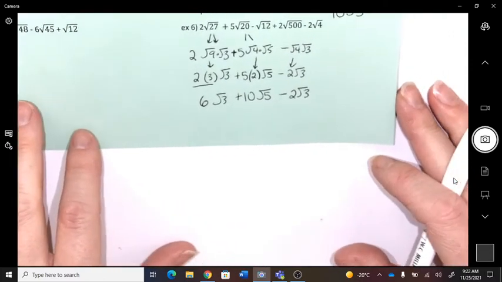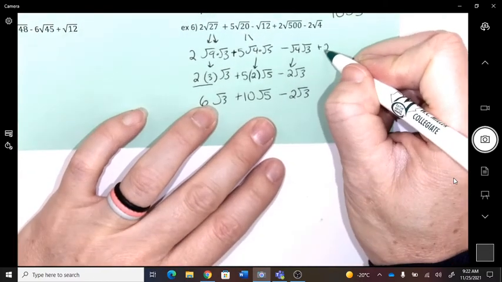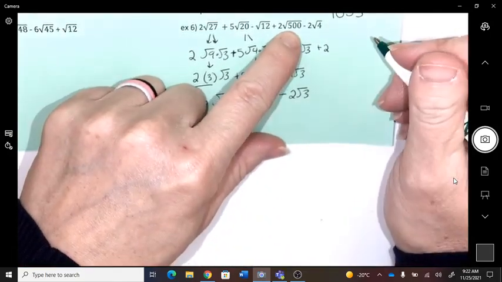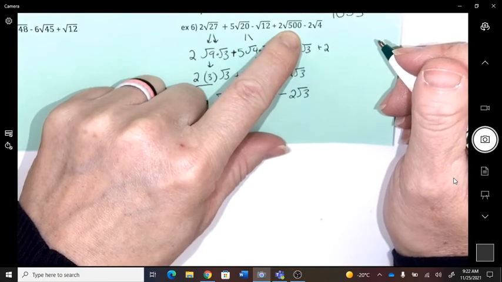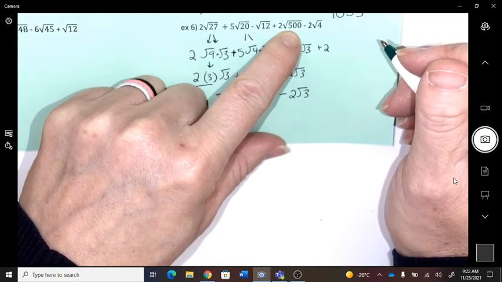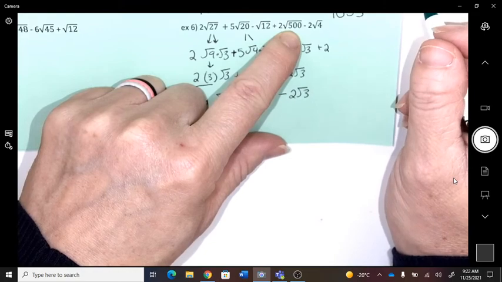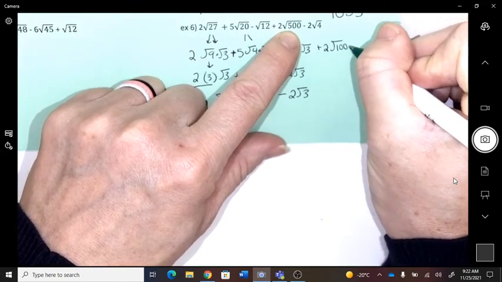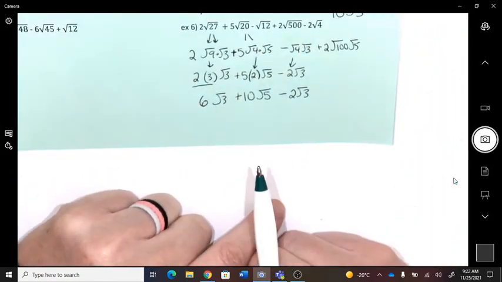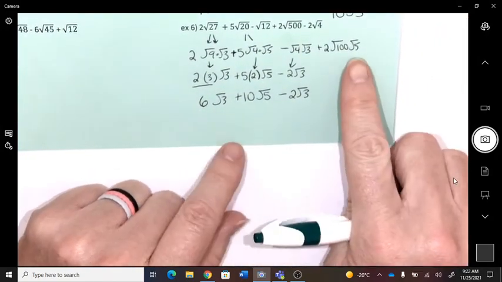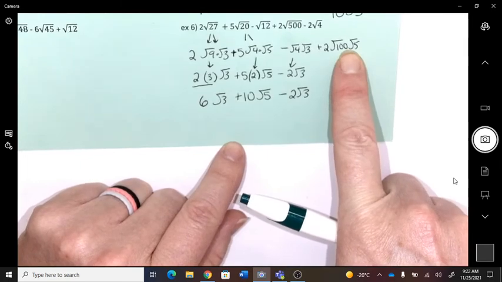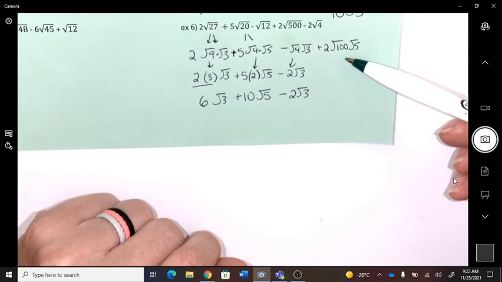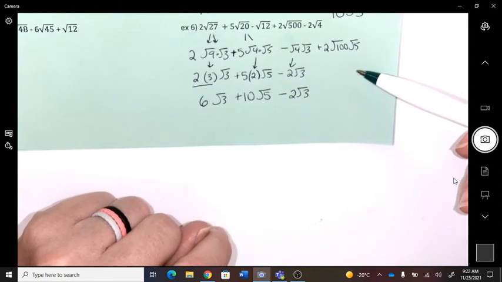Okay, root 500. 500 is going to be which magic number? Can you think of one of the magic numbers that 500 can divide by? 500 is divisible by 100. So root 100, root 5. That's how you make root 500. 100 times 5 is 500.